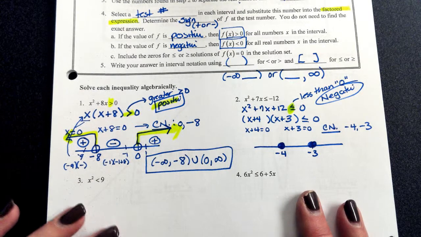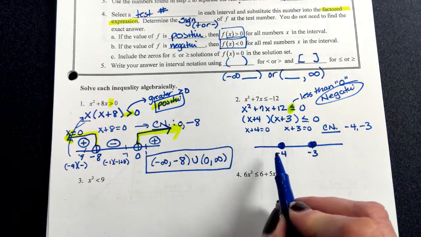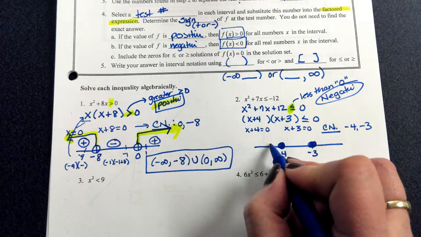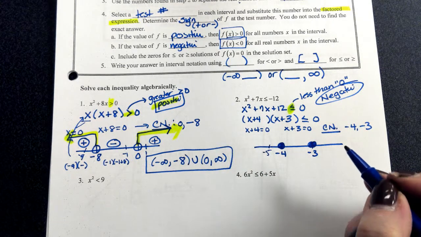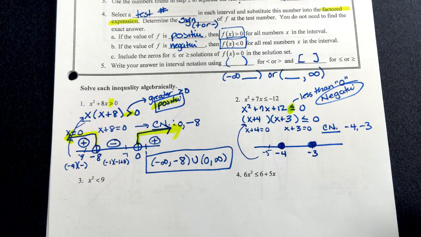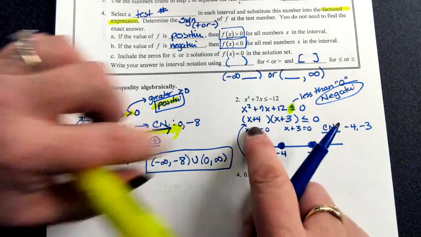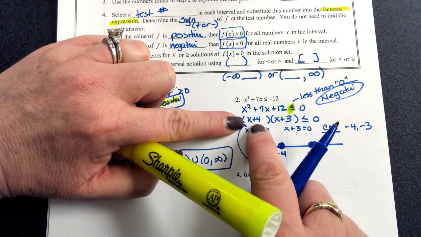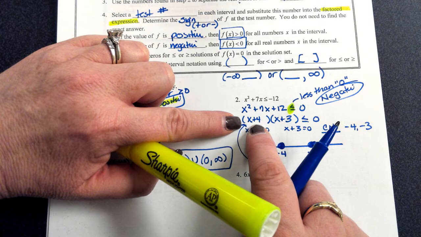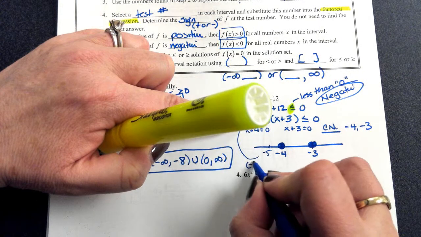So just like I did before, I need to pick a number in each interval. I've got 3 intervals. Numbers less than -4, so I'm going to pick just -5, and again, plug it into the factored form. That's the easiest one to work with. When I plug in -5 plus 4, is that a positive number or a negative number? Negative.